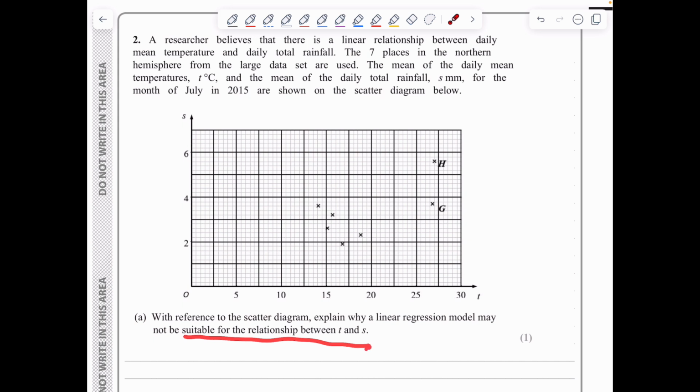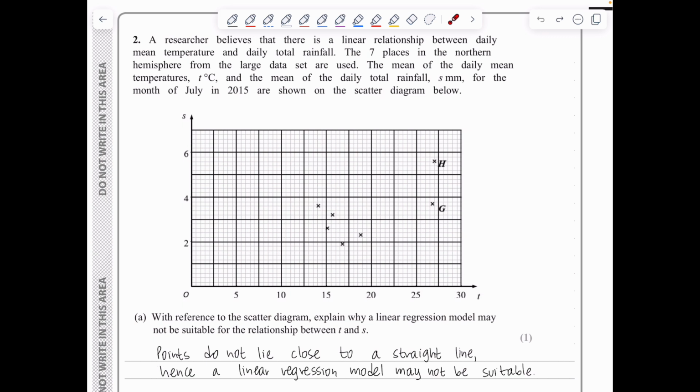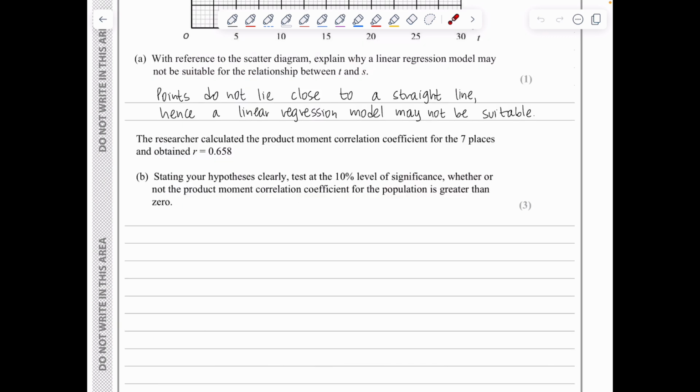Well, it would make sense to look for a linear model if we could see a straight line fitting on my scatter plot. Well, actually the points are not close to a straight line, and therefore we say a linear regression model may not be suitable. We then have that the calculated PMCC, the product moment correlation coefficient, turned out to be 0.658, and we need to assess at the 10% level of significance whether we have enough evidence for the population product moment correlation coefficient being greater than 0. I need to start by stating my hypothesis.